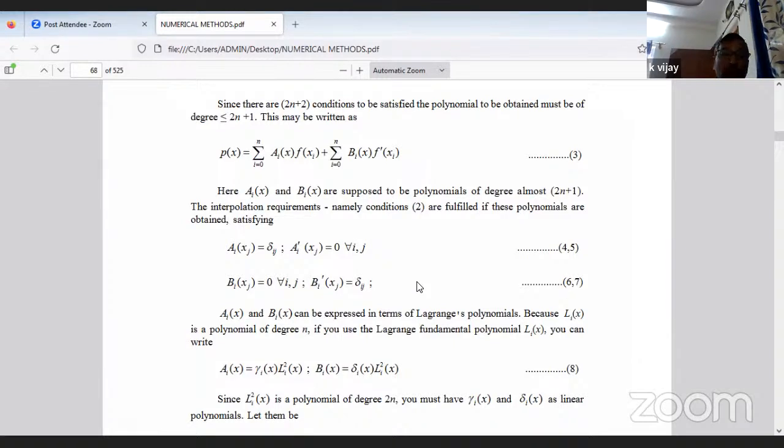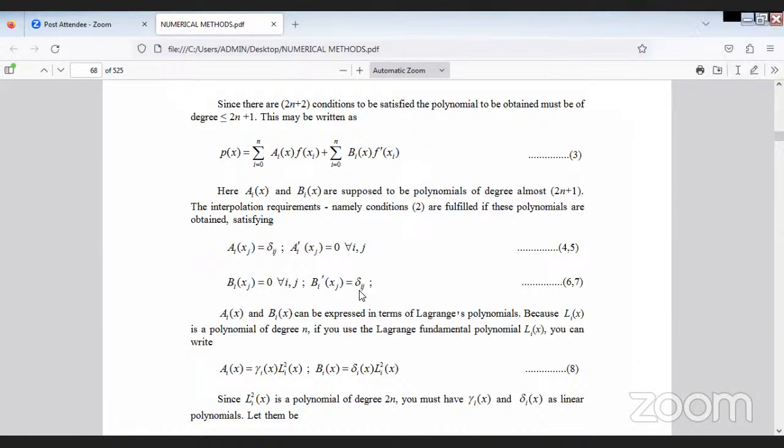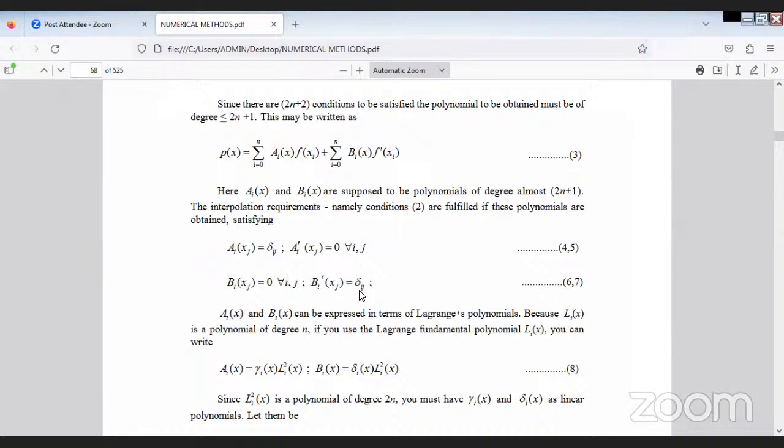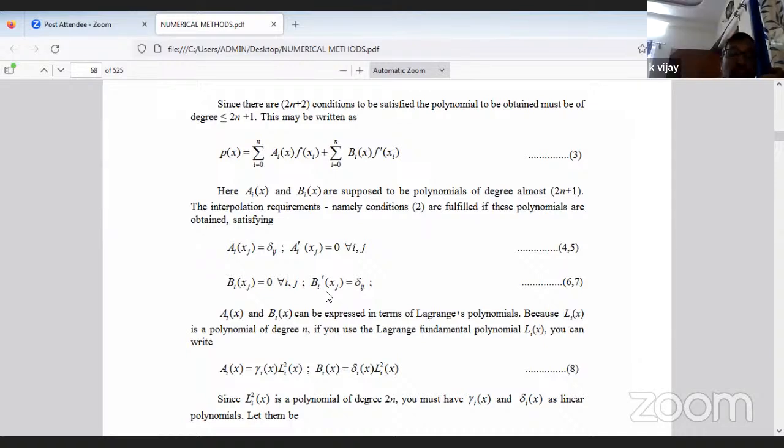The conditions are fulfilled if these polynomials are obtained satisfying: ai xj is delta ij, and ai dash xj is 0 for every i, j. This is the derivative part. And bi xj is 0, and bi dash xj is delta ij. So ai and bi are the exact reverse. ai xj is delta ij, whereas bi dash xj value is delta ij, and ai dash xj value is 0. You are taking the reversing of the values here.